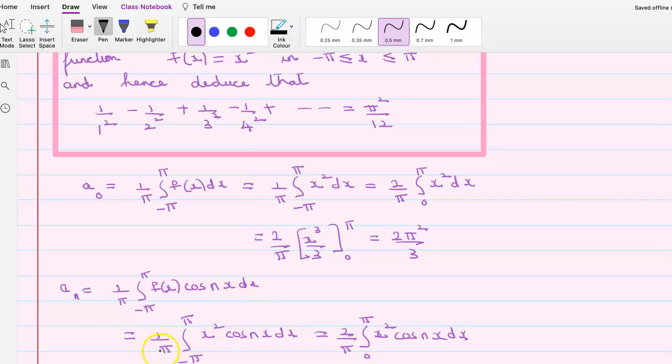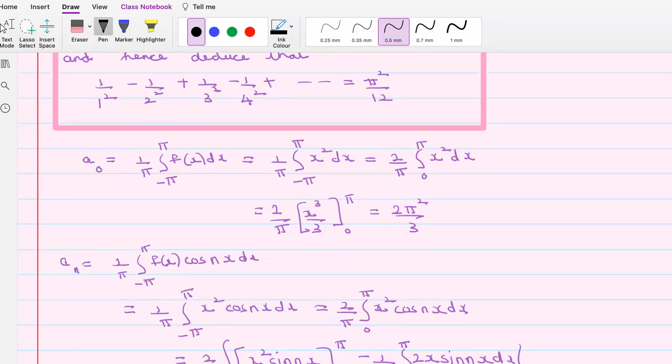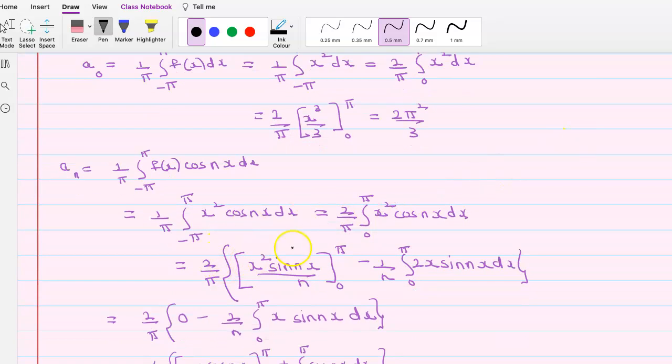Fx is x squared, so it is 1 by pi integral minus pi to pi x squared cos nx dx. It is an even function, so this is 2 by pi integral 0 to pi x squared cos nx dx. You can apply integration by parts. The order is right. So x squared times integral of cos nx, which is sin nx by n, within the limit 0 to pi, minus integral 0 to pi 2x sin nx dx.